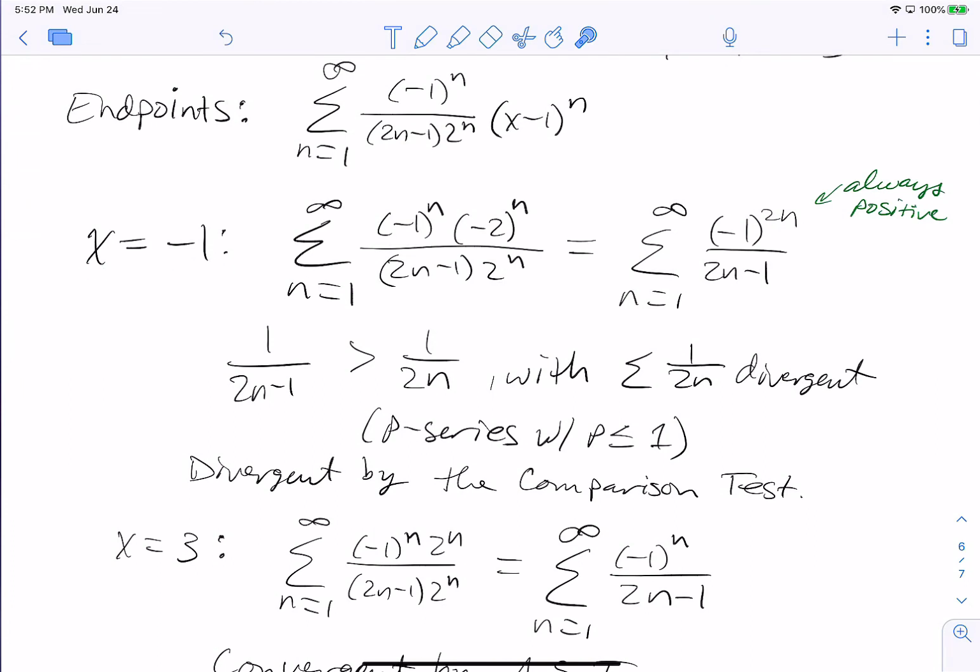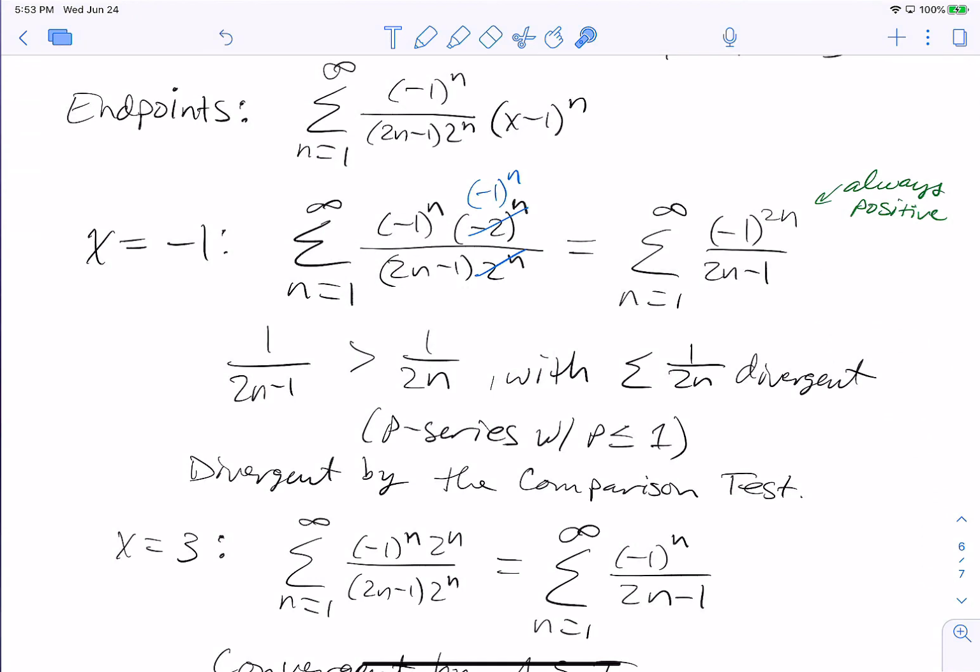Substituting x equals -1 in place of x, we're going to have a base of -2, and that'll be to the n power. So we have the sum as n goes from 1 to infinity of -1 to the n times -2 to the n divided by the quantity of 2n minus 1 times 2 to the n. The 2 to the n and the -2 to the n divide out, leaving -1 to the n. Combining -1 to the n with -1 to the n that was already sitting there, we get -1 to the 2n. That is an always positive numerator divided by a denominator that is 2n minus 1.